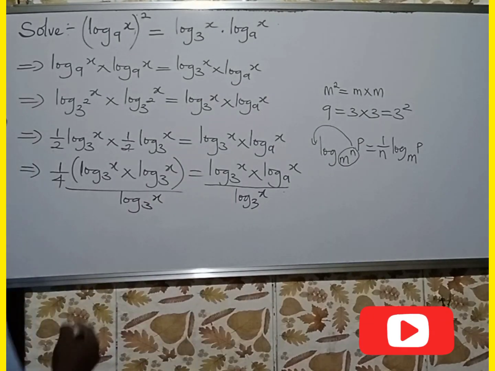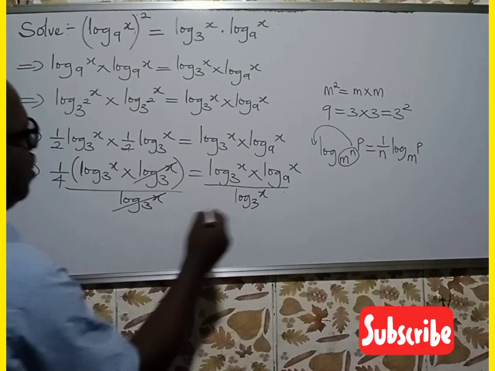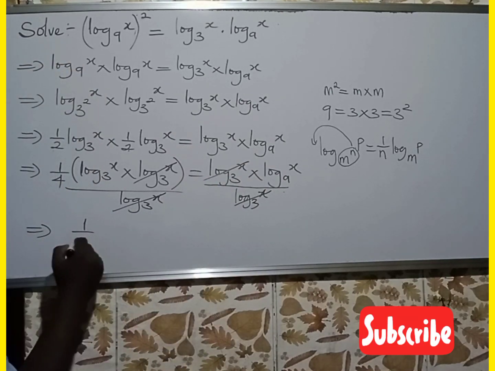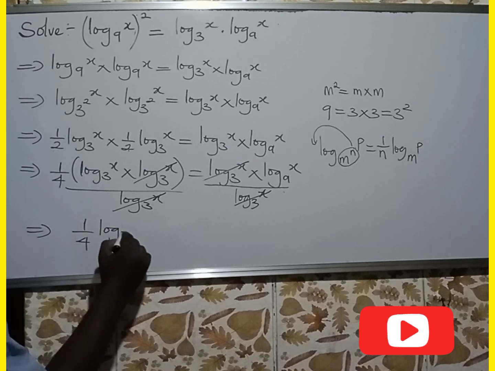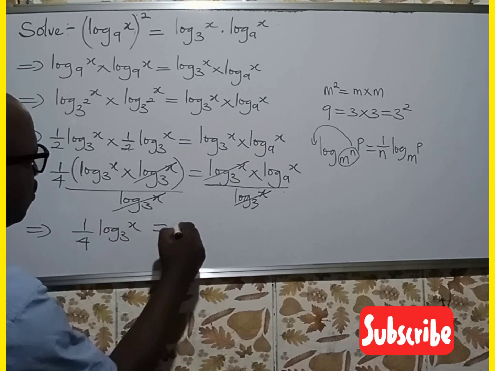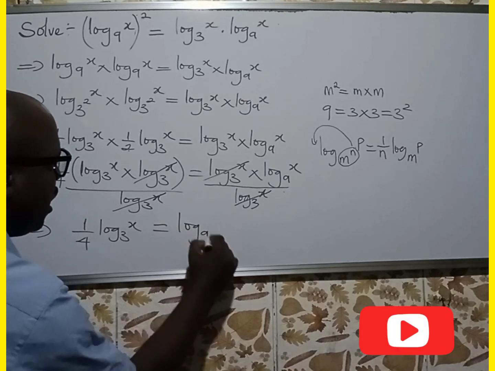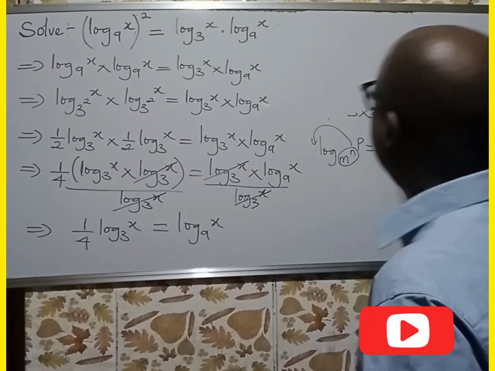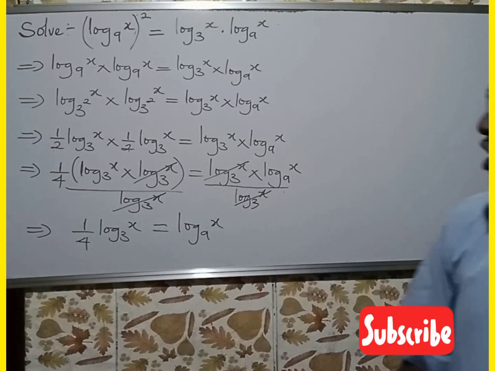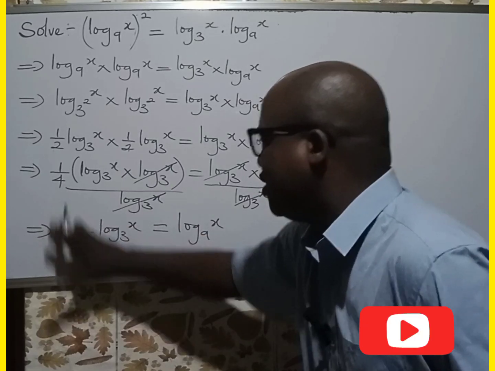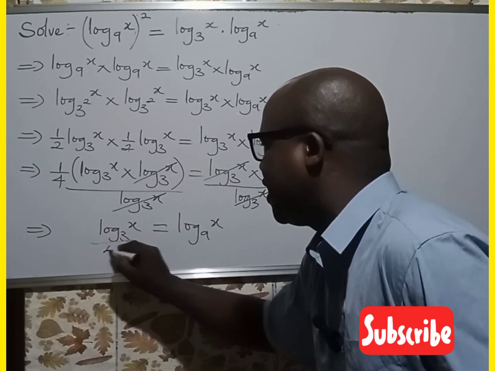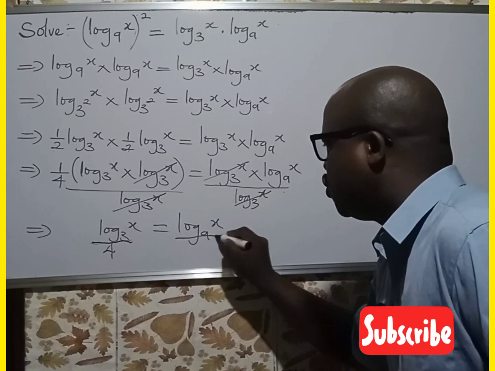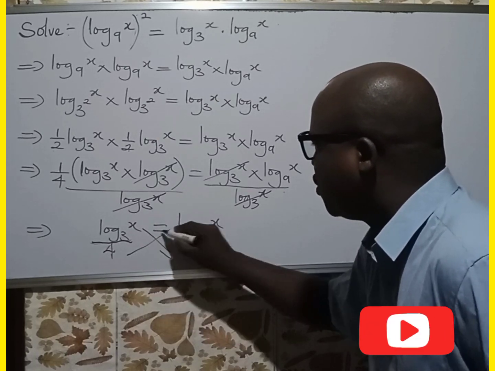So if I do that, what will happen? The log_3 x will cancel. The log_3 x will cancel. So we are now left with 1 all over 4 log_3 x is now equal to log_a x. Now, where do we go from here? We have something of this nature. There's a fraction here. I can put over 4 here, and I can also make this one too a fraction. Then I can now cross multiply.